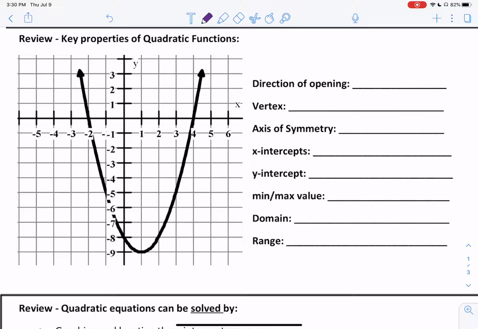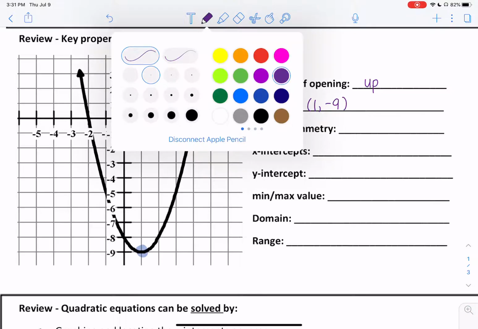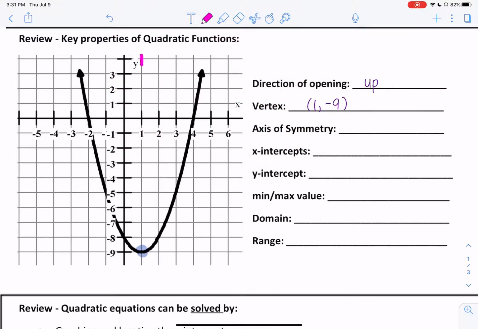So to start is our direction of opening. If I look, my parabola is opening upwards. Next is my vertex, and my vertex is the turnaround point on my parabola. In this case, it is at (1, -9). Next is my axis of symmetry. My axis of symmetry is the line that splits my parabola in half. In other words, if I folded my parabola over this line, it would be symmetrical on both sides. So the equation of the pink line is x equals 1.